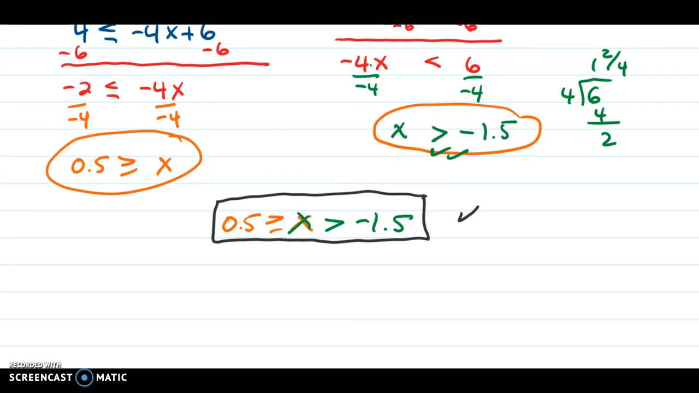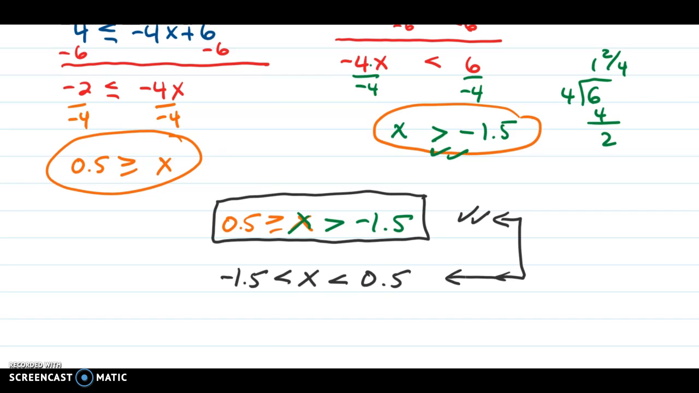Now this is written a little bit different. This is a correct way. There's nothing wrong to write this, but many textbooks are going to change it like this. They're going to have x is greater than negative 1.5 but less than or equal to 0.5. These two things mean the same. It's just more standard, more common to write it the way it is on the bottom part.